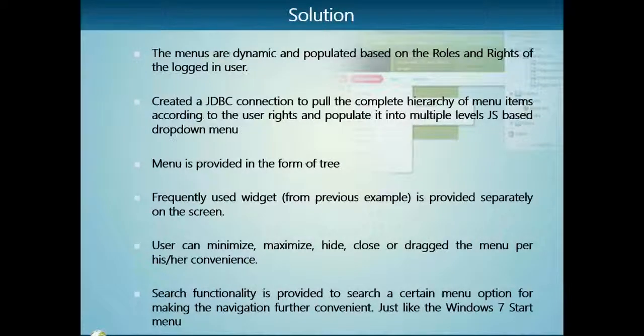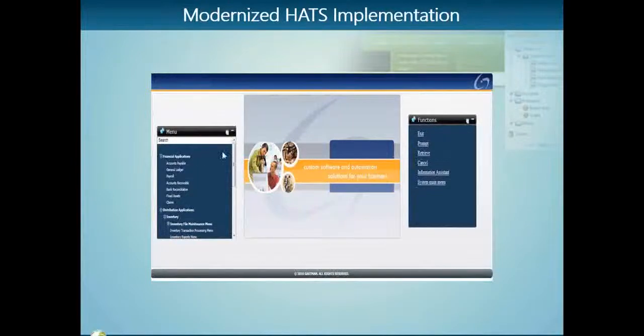There was no change in the way we pulled the data as we had in the last menu implementation, but considering the space, or in fact lack of it, on iPad, we went for a pop-up menu that could be placed anywhere on the screen. It is hard to navigate via drop-down menu on tablets, so the menu is provided in the form of a tree, and a frequently used widget is provided separately on the screen. The user can minimize, maximize, hide, close, and drag the menu as per his convenience.